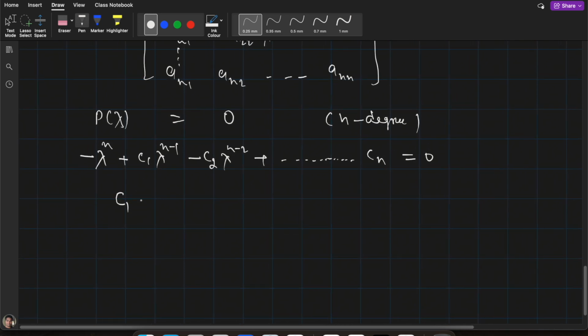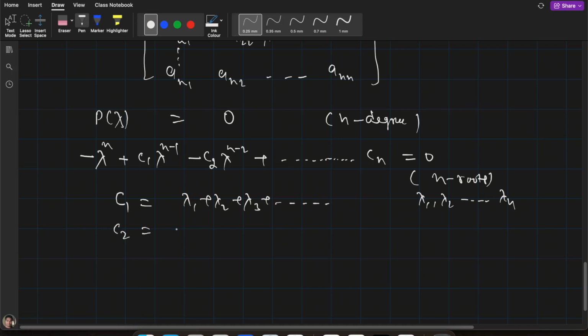So c1 is nothing but lambda 1, lambda 2, lambda 3. This n-degree polynomial will have what? N roots. Okay, and what are those roots? Roots are lambda 1, lambda 2, dot dot dot lambda n. Now I'm saying that c1 will be lambda 1, lambda 2, lambda 3, dot dot dot.